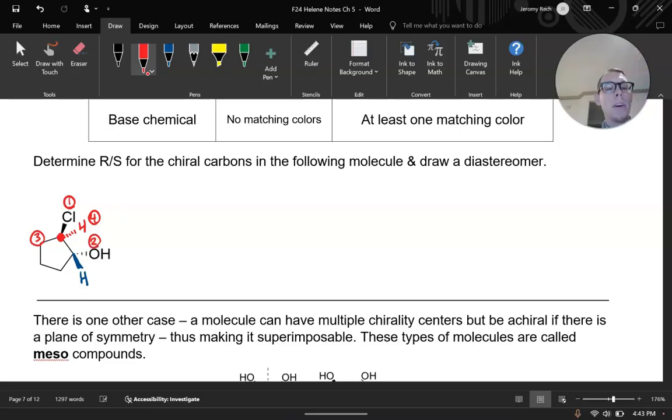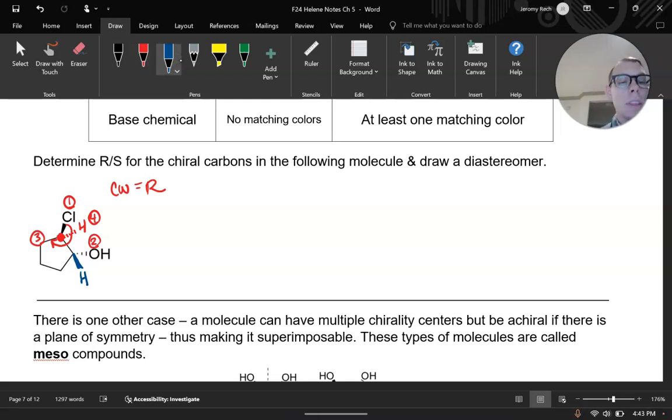So when I'm trying to go through and determine my R and S, I'm going to start at my 1, go to 2 to 3. That is a clockwise rotation. And that clockwise rotation with the 4th in the back says that this is going to be an R. So that chiral center that has the chlorine connected to it is going to be an R configuration.